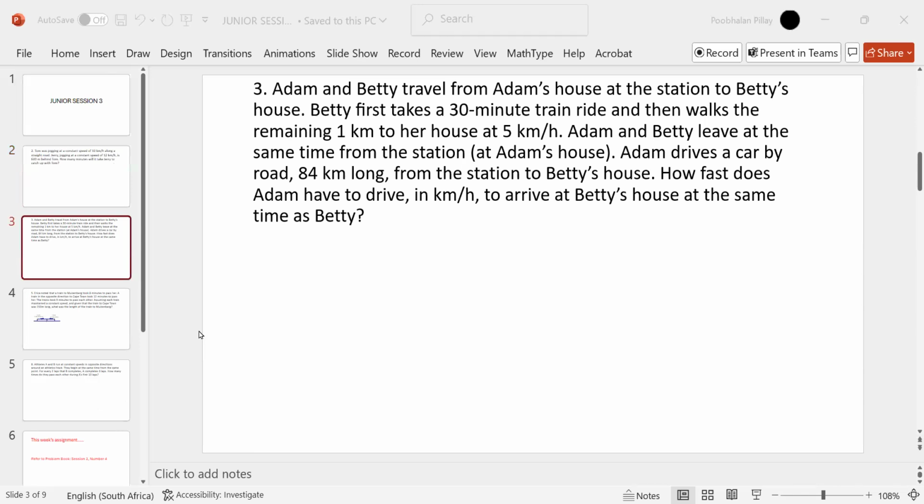I hope you have looked at these problems because I keep appealing to you to look at the problems before you come to the class so that you can appreciate it. Okay, so this one here, you've got Adam and Betty travel from Adam's house at the station to Betty's house.